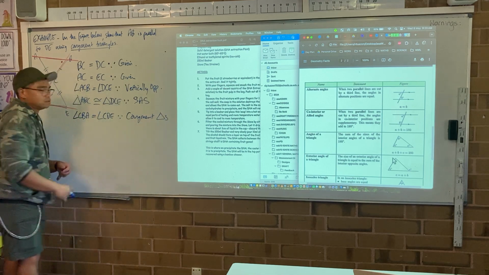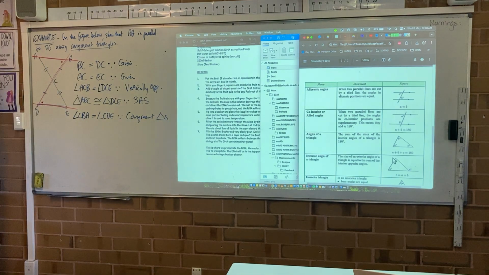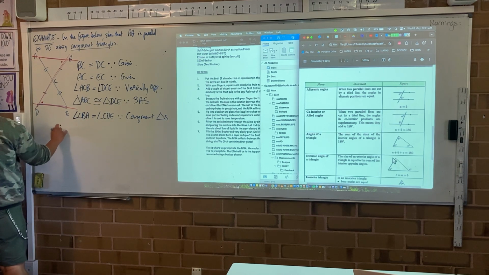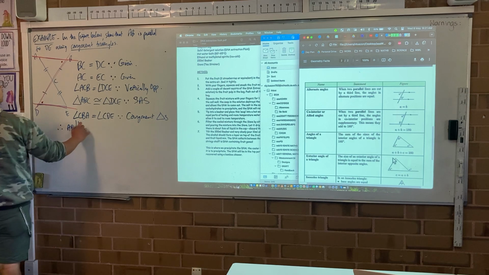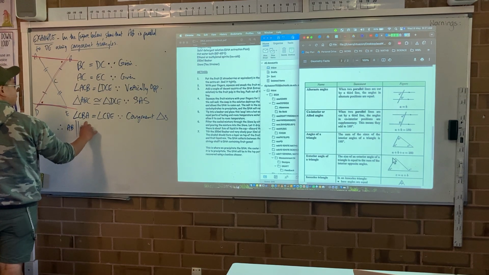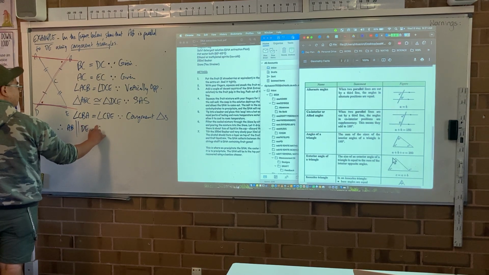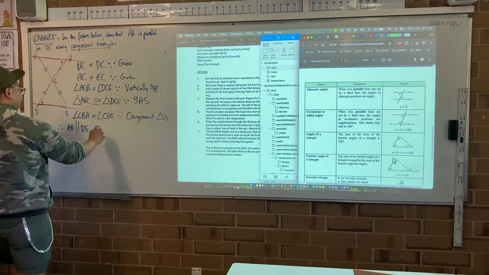triangles, and because now I've proven that those angles are the same, what rule am I using to prove that those lines are parallel? The alternate angle. Yeah, alternate. So therefore, AB is parallel to, use the two vertical lines, DE, because of what rule? Alternate angle.